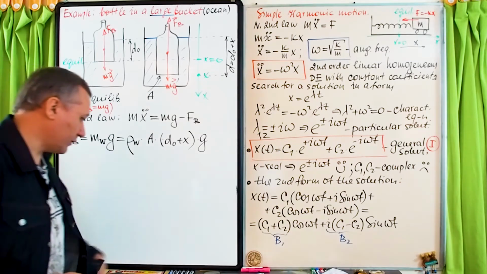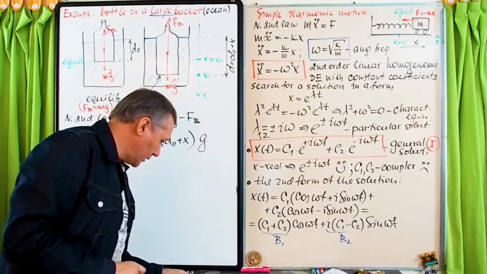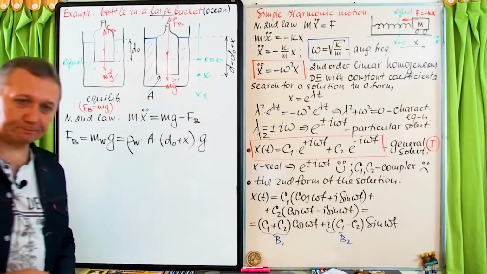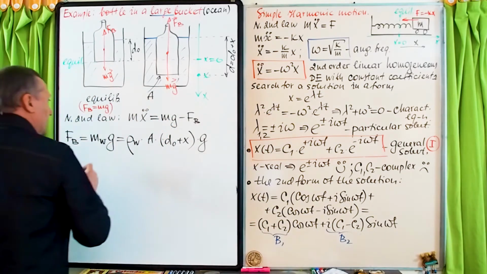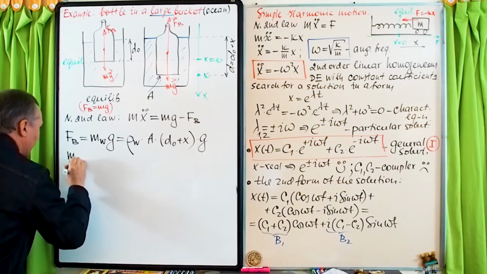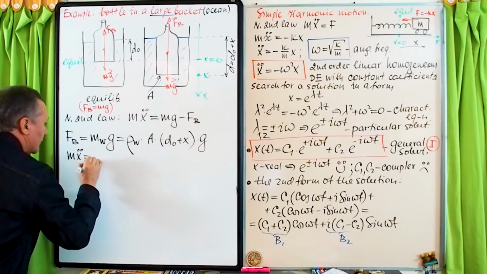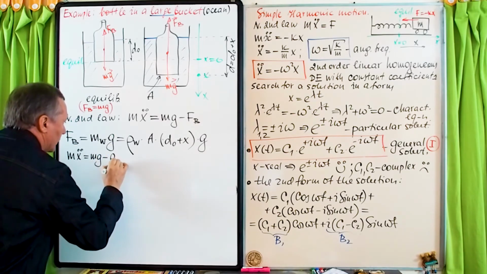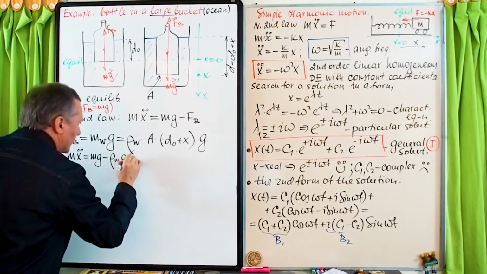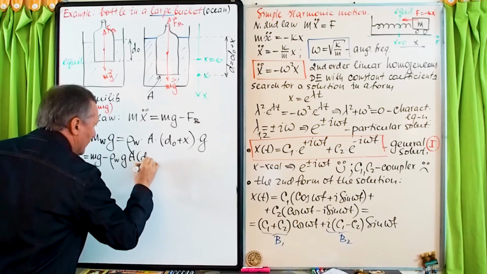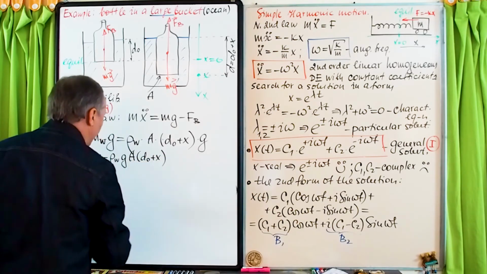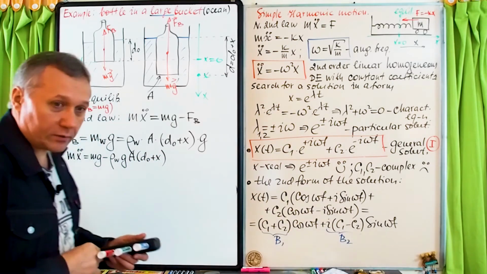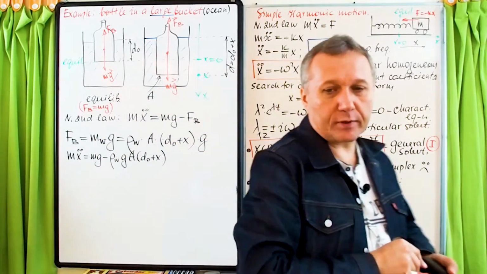It looks like I haven't forgotten anything, so let me check. Of course. Okay, so let's plug it into the differential equation. Mx double dot equals mg minus rho g A and d sub 0 plus x. Okay, differential equation. It looks like we can start solving it.